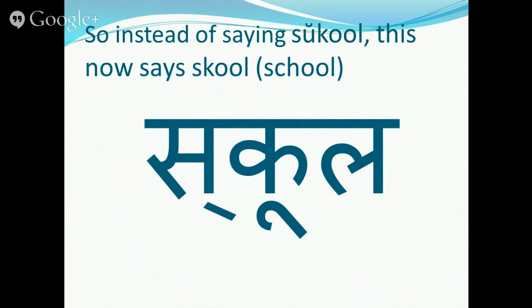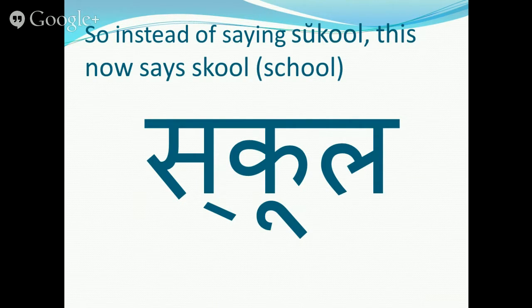And so we have the sa with the halant, which is followed by ku. So how do we pronounce that? School. Do you see what we did? There's no more a, so it's not sakul. Because we have that little mark, it is now school.